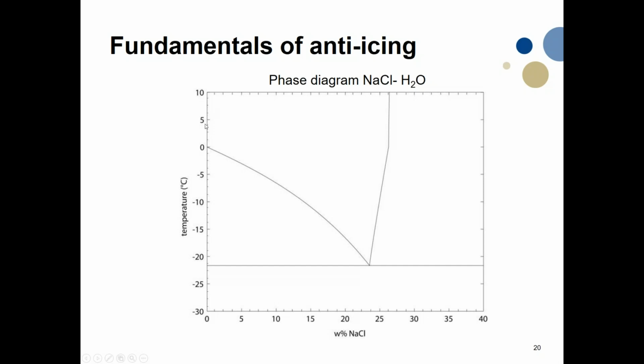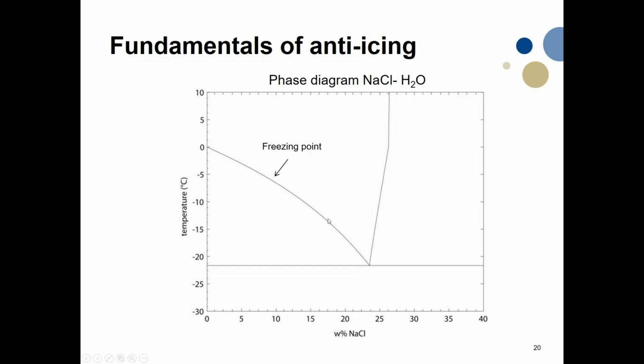And now you have the temperature on the y-axis. And this curve you see here is called the freezing curve, the freezing point. So 10% chemical in my solution gives me a freezing point of -6 degrees Celsius.